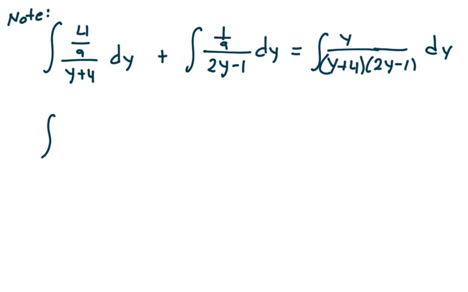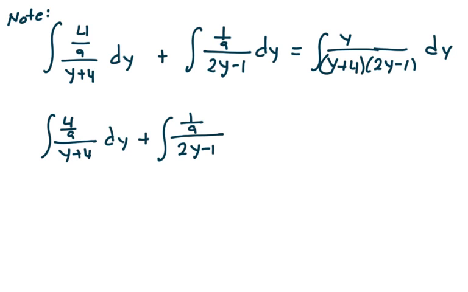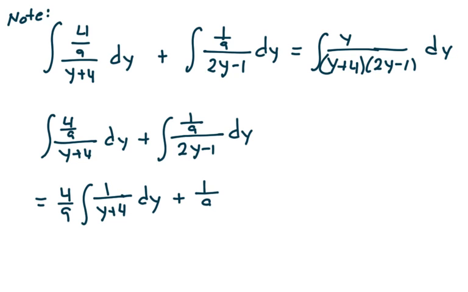And so the integral of 4/9 over y plus 4 dy plus the integral of 1/9 over 2y minus 1 dy is equal to 4/9 times the integral of 1 over y plus 4 dy plus 1/9 times the integral of 1 over 2y minus 1 dy. And it's really straightforward from here.